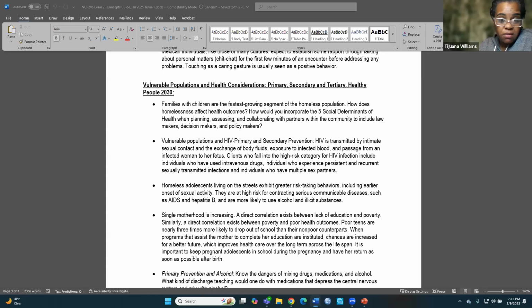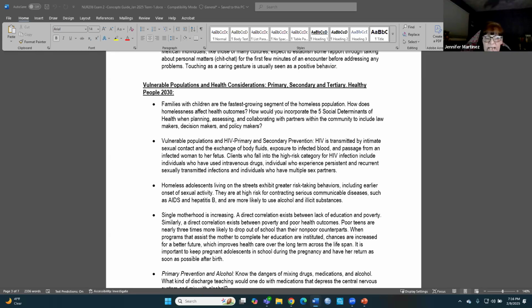Sex education, clean needles, education. Right? Doing the education before they're exposed. The sex education, the barrier methods of protection, limiting sex partners. When we look at your IV drug users, clean needles.